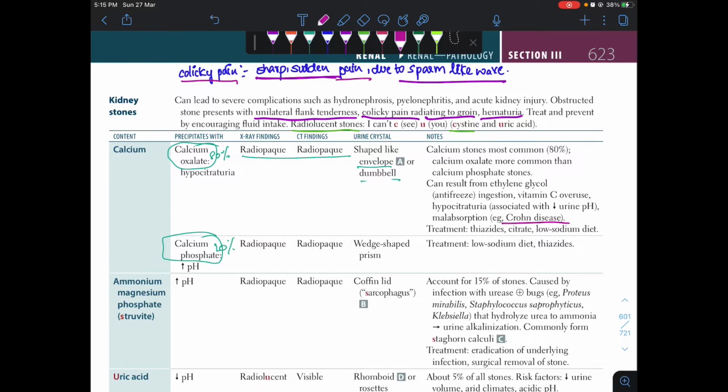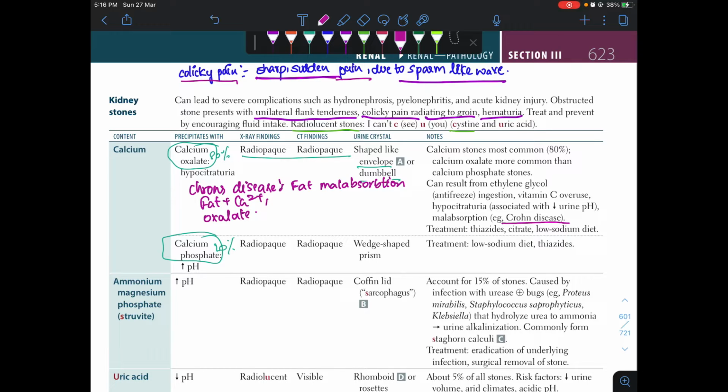And in Crohn's disease patients, there will be fat malabsorption. Fat binds to calcium and oxalate will be left free. Hence, this causes calcium oxalate stones.